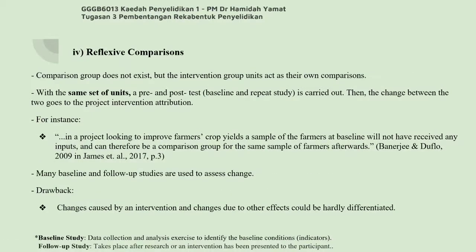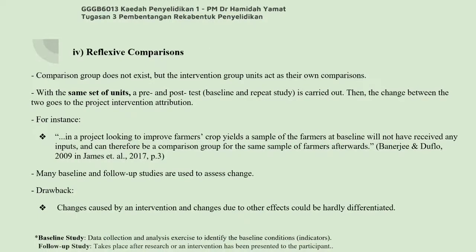Finally, the last technique used for the researchers to create a valid comparison in quasi-experiment is reflexive comparisons. In reflexive comparisons, a comparison group does not exist, but the intervention group itself acts as its own comparison. So with the same set of units, a pre and post test, which we also call baseline and repeat study, is carried out. Then the change between the two goes to the project intervention attribution.